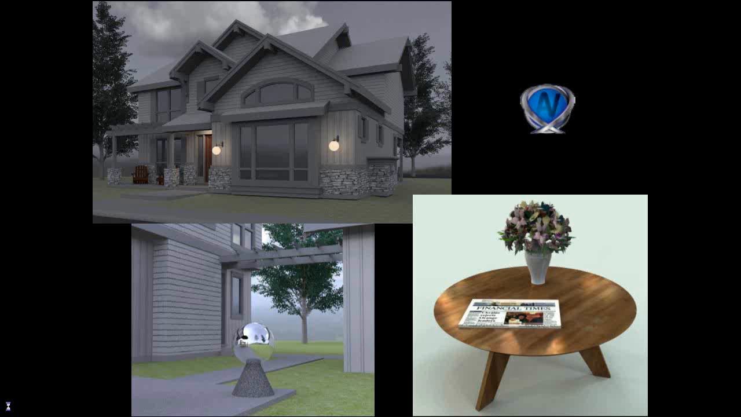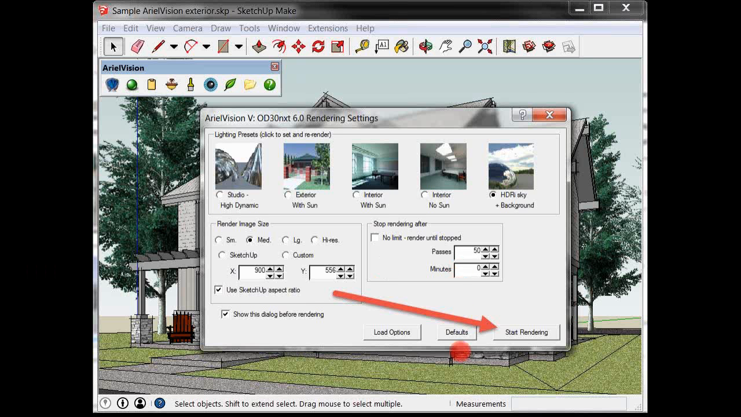Which brings up one other thing that I'd like to show you. Once you've established a lighting preset, for example, exterior with sun, that means the sun is turned on, the sky is turned on, we're ready to render. Now add as many artificial lights to your model as you want. Below is the render image size.